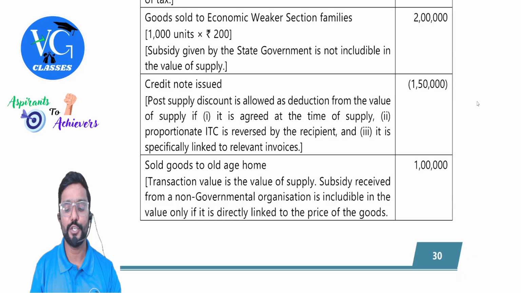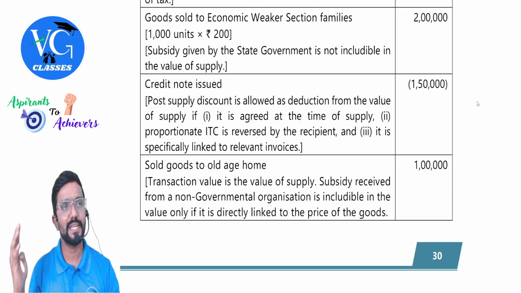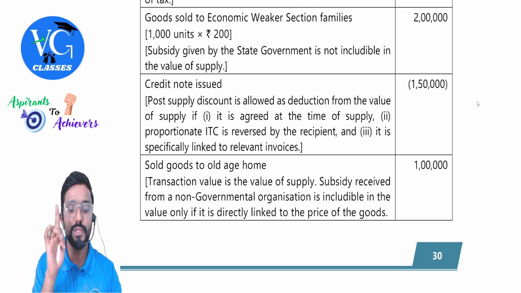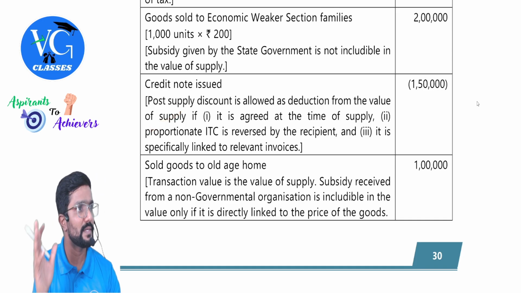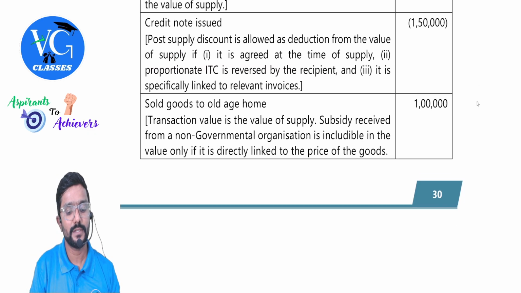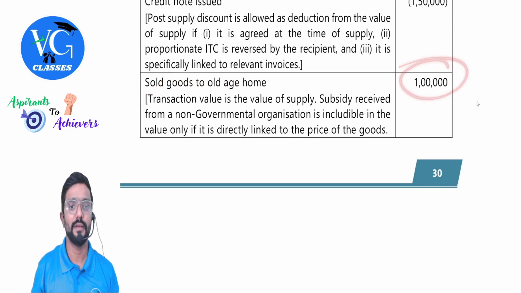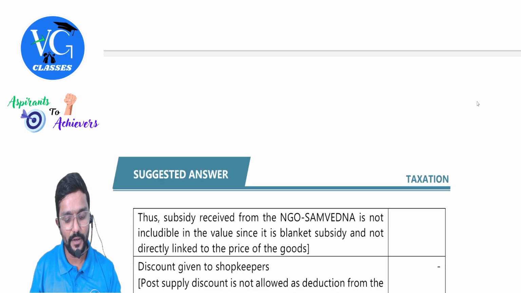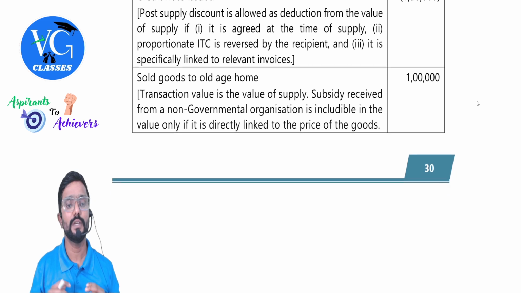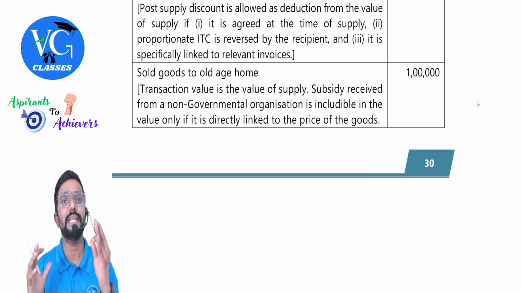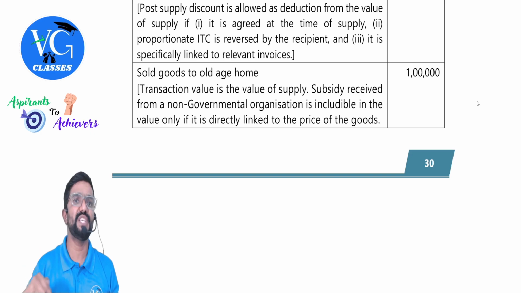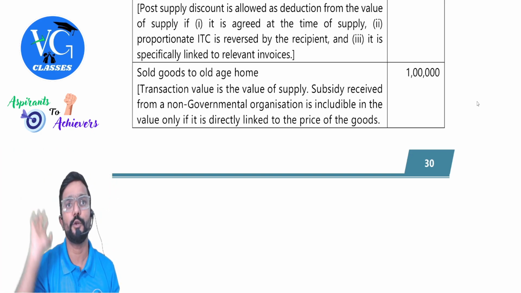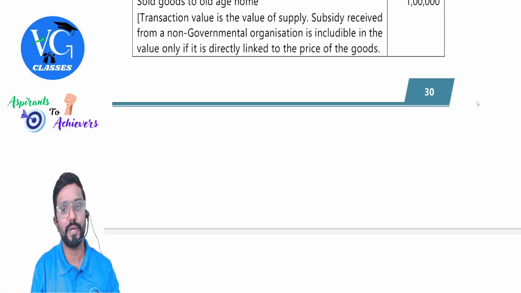Next. Credit note issued. Sir, can we reduce it? Yes. As per section 15(3), credit note is issued and the recipient is asked to reverse the credit. Clear? And one thing you have to take care here, it is assumed that it was agreed before supply or at the time of supply. Next, sold goods to old age home, only 1 lakh we are taking. Sir, NGO gave a subsidy of how much is that? 30,000. Should we add it? No, because it is not linked to the price. They didn't give it because you are selling it at a lower price. They are giving it as an appreciation of your service. Hence, not to be added. Take only 1 lakh.